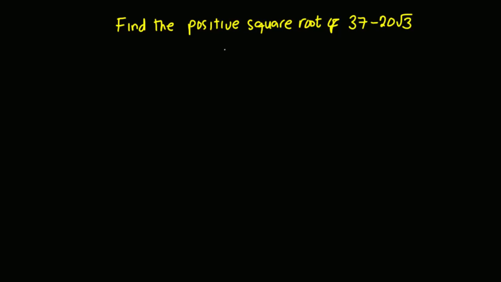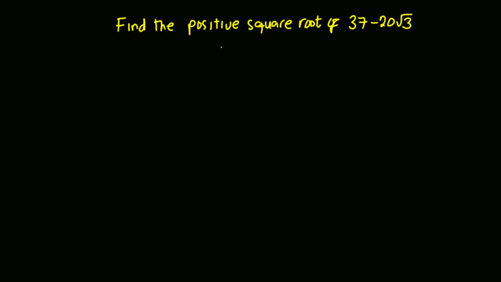Now in this video we are to find the positive square root of 37 minus 20 root 3. So why don't you go ahead and pause the video and try your hands on it, after which you can compare your solution to that of mine. Okay, I think you can do that.